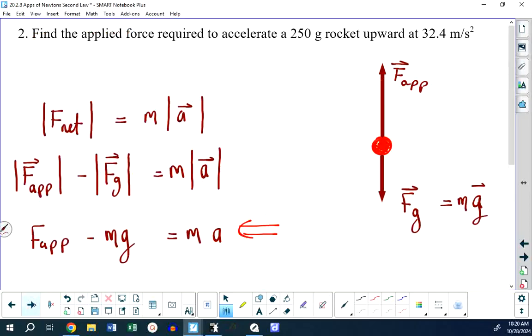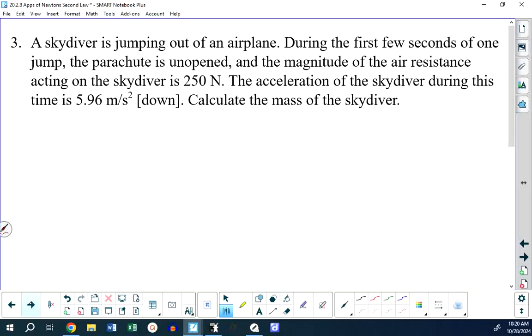Okay. Let's take a look at number 3. A skydiver is jumping out of an airplane. During the first few seconds of one jump, the parachute is unopened, and during that time, there is a force of friction of 250 newtons acting between the skydiver and the air. It's like putting your hand out of a moving car's window. You feel the force of friction pushing you backwards. So what does the free body diagram look like?